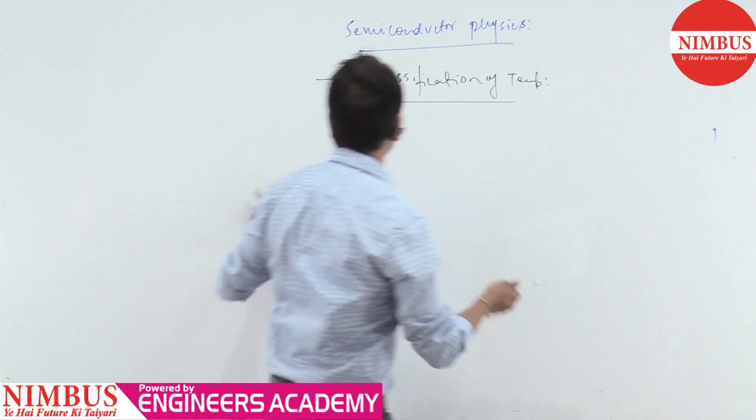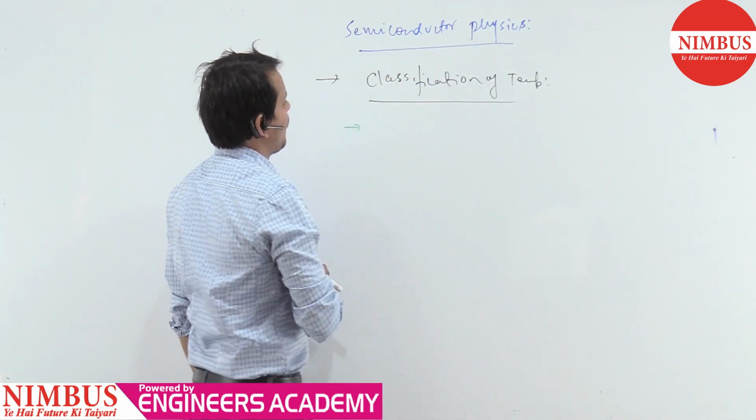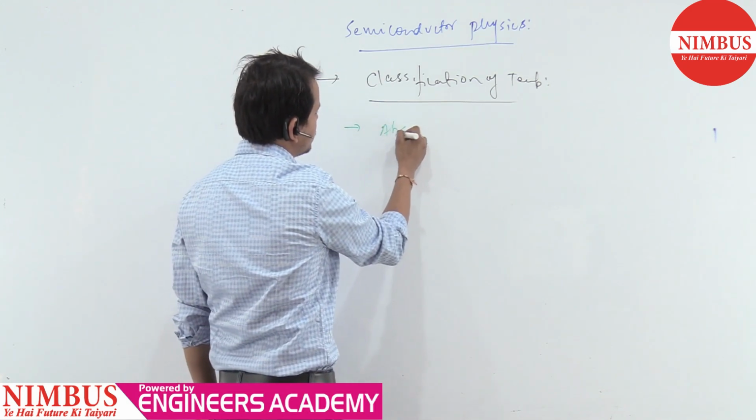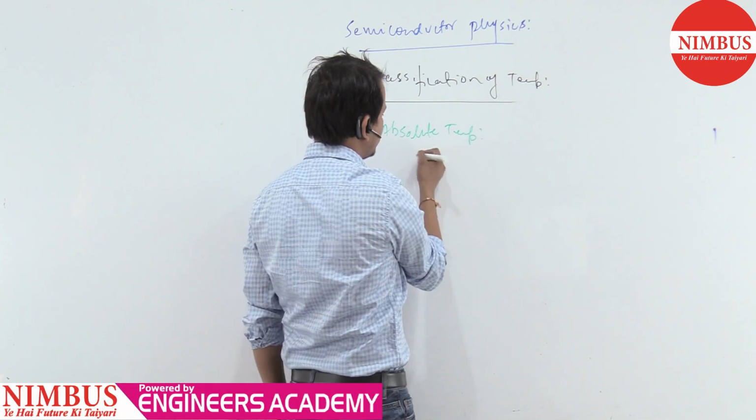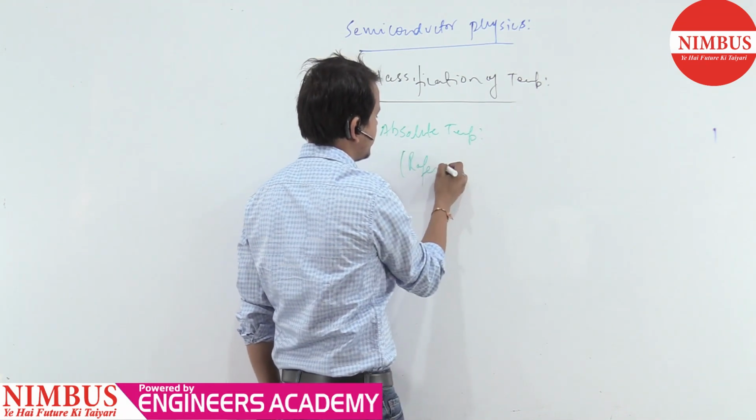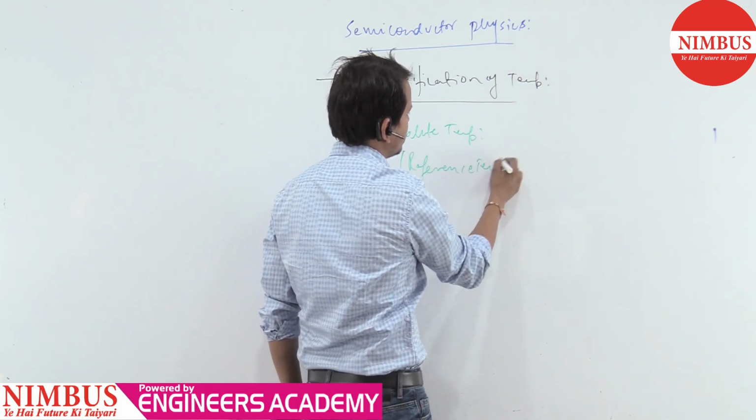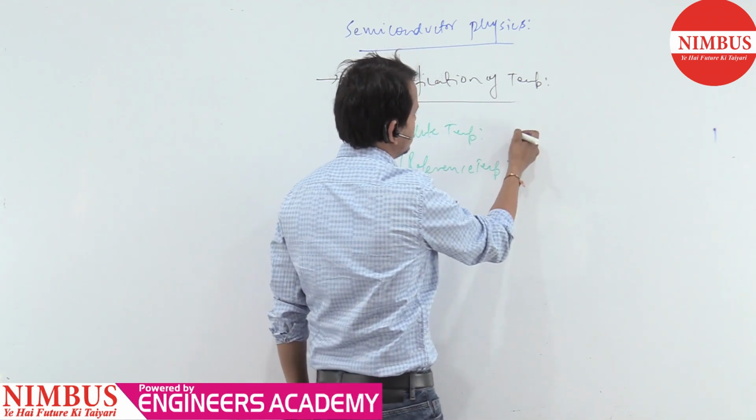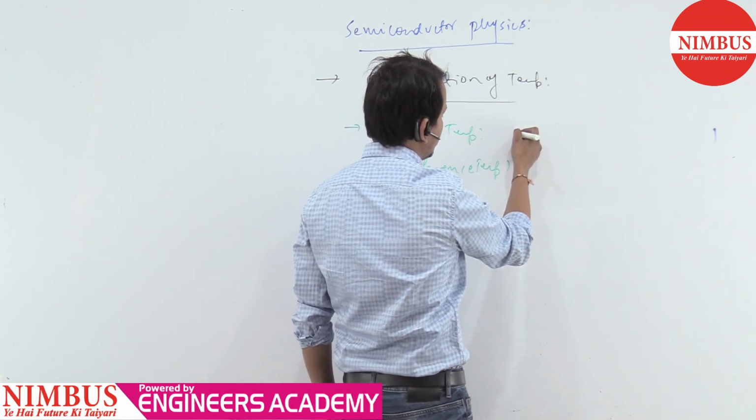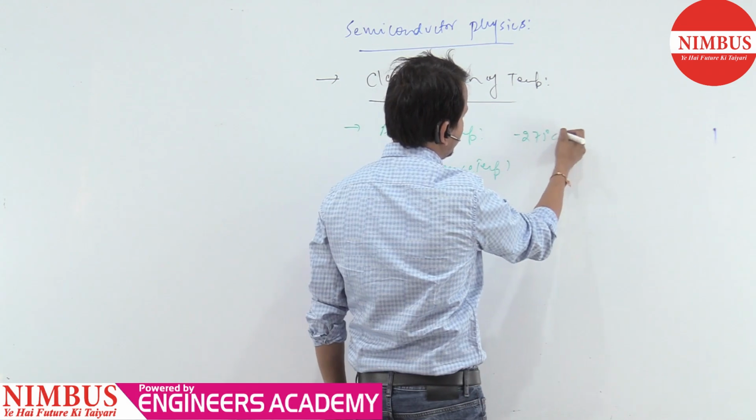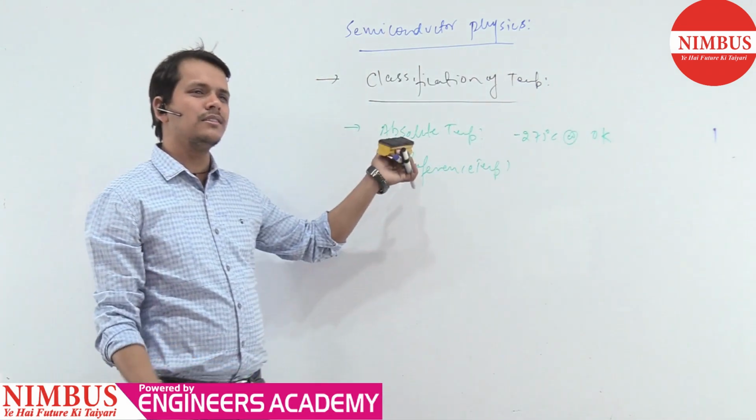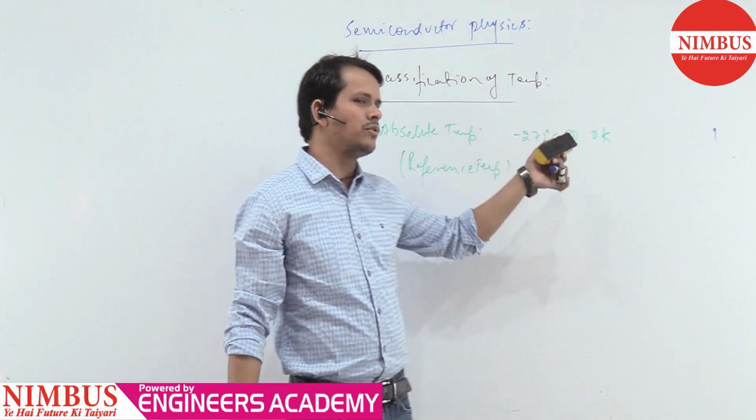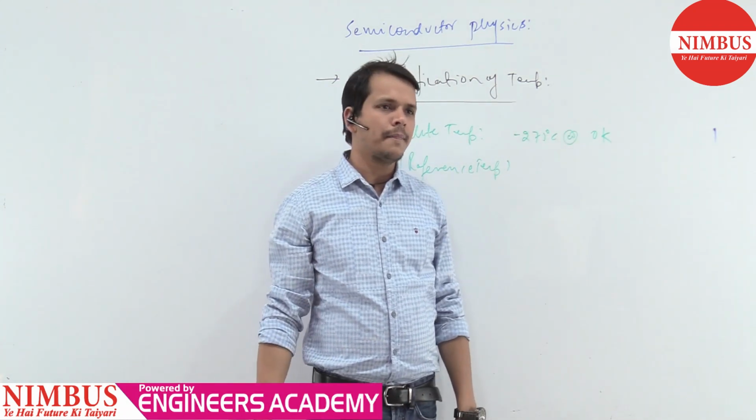So I just say this, first of all we have absolute temperature. Sometimes I say this is the reference temperature, which is minus 273 degrees centigrade, or I say 0 Kelvin. Whenever we have a temperature in degree centigrade, I just add 273, and it becomes Kelvin.